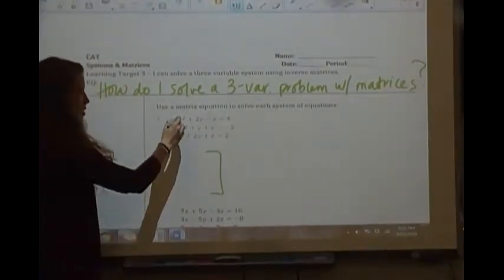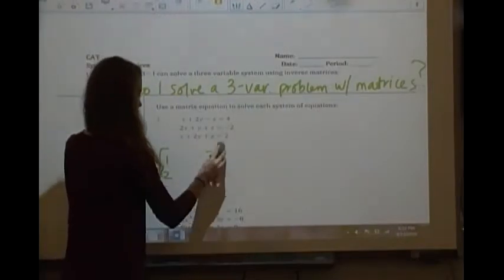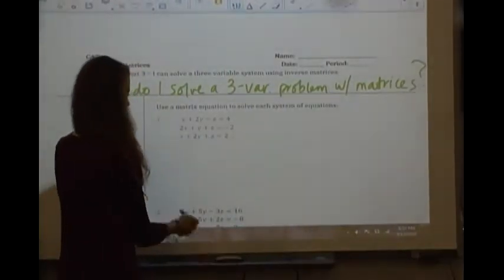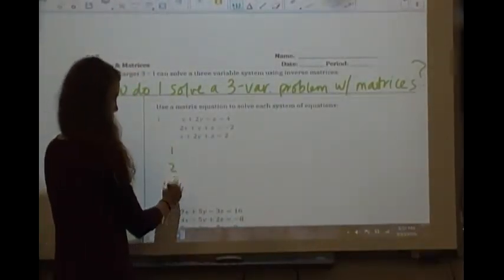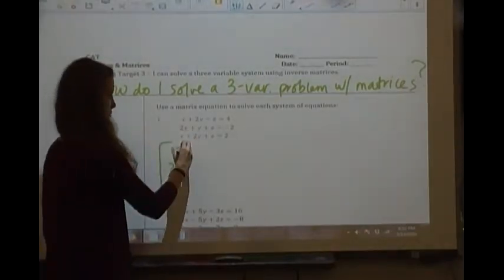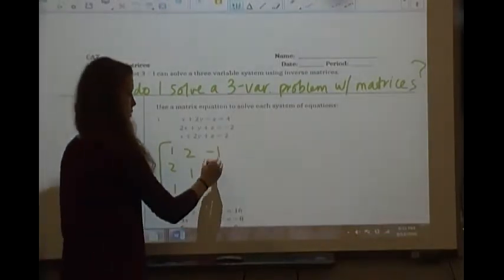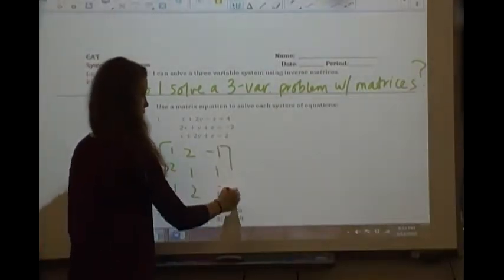So the x here, there's no number there. We just write 1. We have a 2. And I'm running out of space here already. I'm really bad at that. So 1, 2, 1 for my first x column. Then I have 2, 1, 2 for my y column. And -1, 1, 1 for my z column.